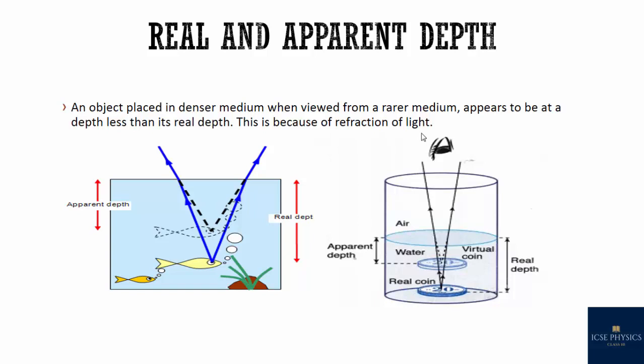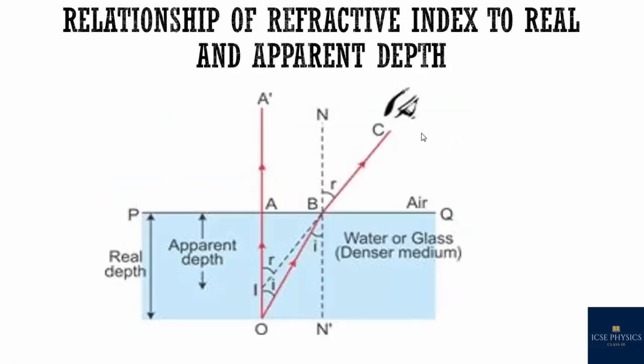Now let's see how real and apparent depth are related to refractive index. As you can see in this figure, consider a point O which is kept at the bottom of a transparent medium such as glass or water. Now PQ is the surface separating the medium from air. Let's say a ray of light is incident normally along OA. What will happen to this incident light? It will pass undeviated, along OA and A dash.